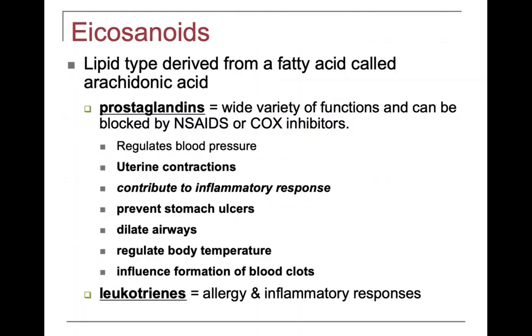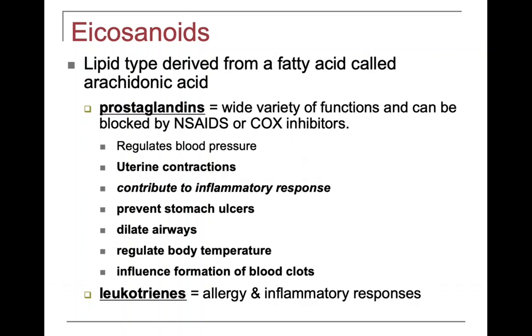Eicosanoids are lipids derived from a fatty acid called arachidonic acid. One of the eicosanoids is called prostaglandins and the other is called leukotrienes. They're both needed for the human body. They're not bad, they're both needed.